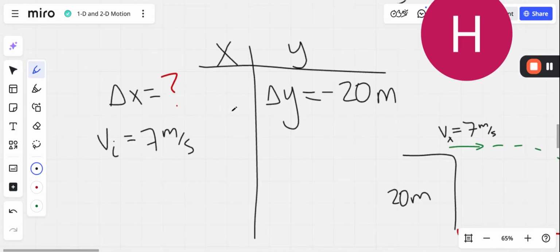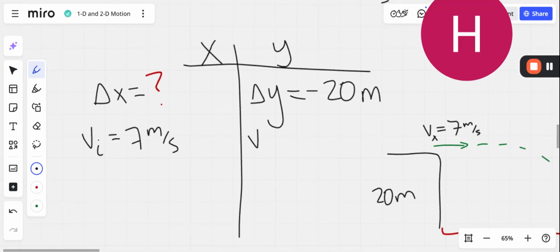Meanwhile, the initial velocity in the y direction is 0, because when we start this problem, the projectile is launched horizontally, straight forward. It's not launched up or down at any angle. It's not going up or down with any speed at all.